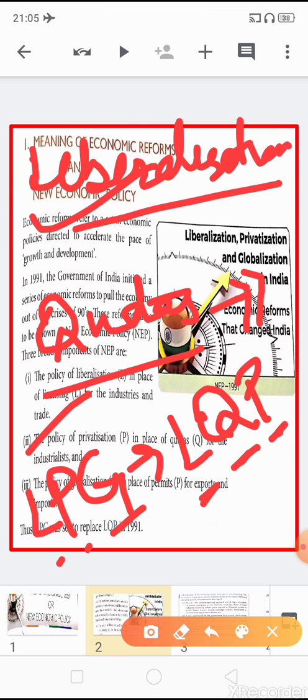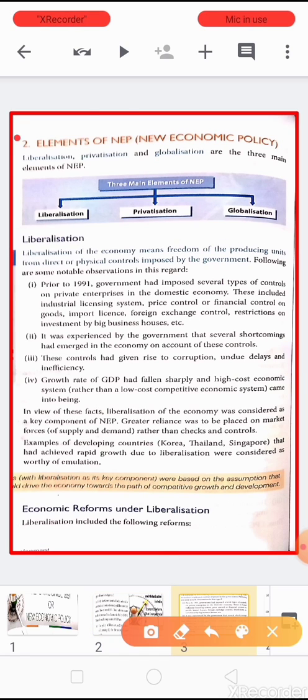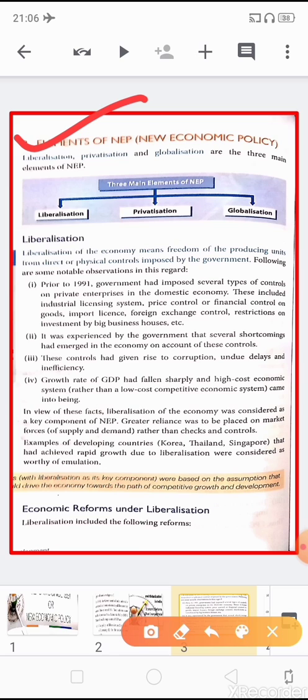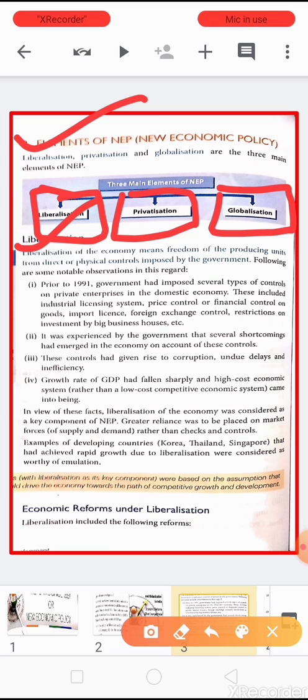So, children, the economic reforms were taken by the government in July 1991. Now, the next question arises: what are the elements of the new economic policies, I mean the three core elements, the three broad pillars of the new economic policies? The first one is liberalization, the second one is privatization, the third one is globalization. So children, let us first start with the topic, what is liberalization.